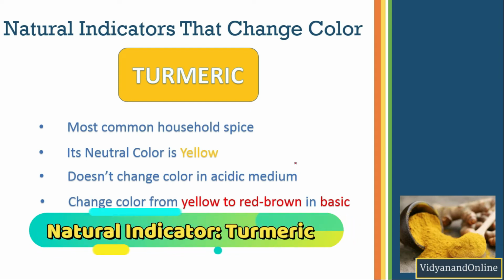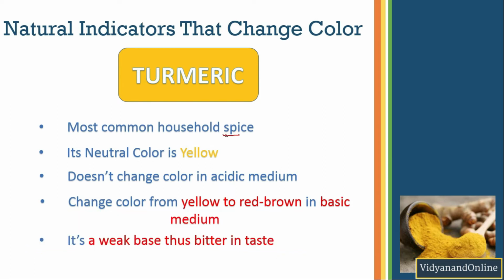Okay, so the most common household spice is turmeric, which comes in yellow color. So the neutral color of turmeric is yellow color. Now it doesn't change any color in acidic medium. So if you put the turmeric in any of the acidic solution, the color of turmeric will not change. However, if you put the turmeric into basic medium, say suppose in soapy solution or into detergent, then the color will change from yellow to reddish brown. So turmeric changes the color in basic medium. Now it is a weak base and that is why it is bitter in taste.